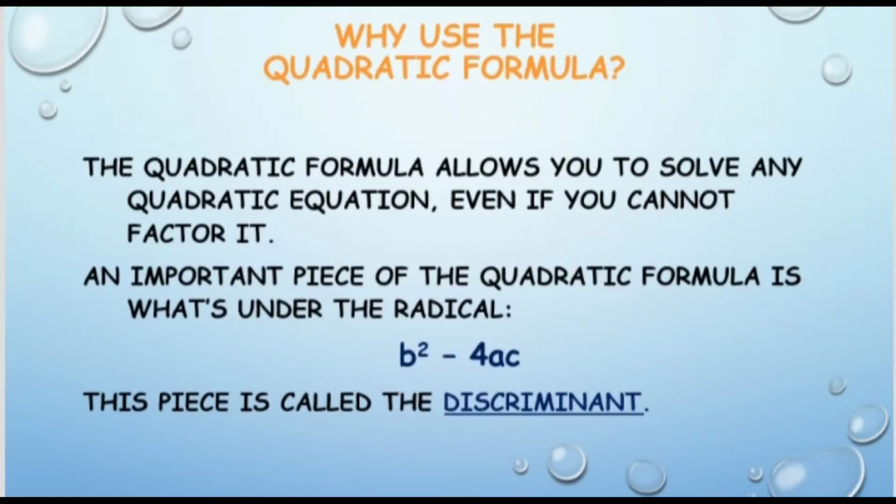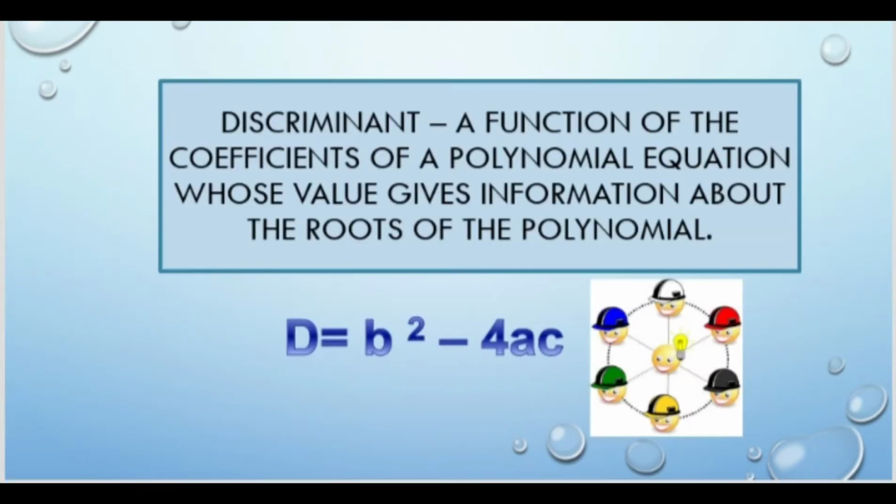Let's talk about the discriminant. There is an important piece in the quadratic formula under the radical, and that is b squared minus 4ac, or what we call the discriminant, used to identify the nature of roots. Let us consider the following conditions in determining the nature of roots. But before that, what is the discriminant?